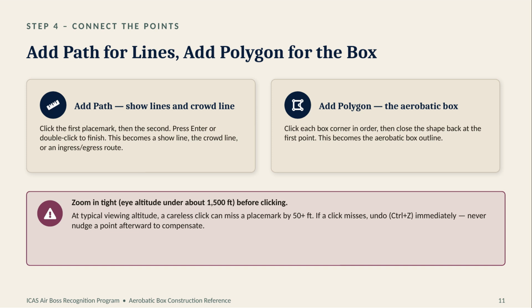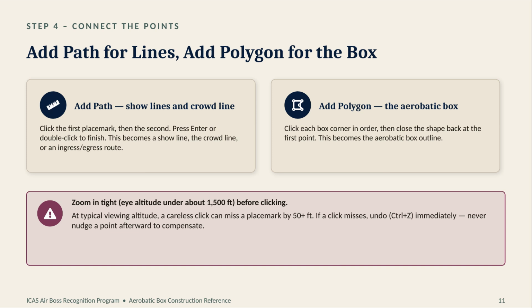Add Polygon builds the Aerobatic box itself. Click each box corner in order, working around the perimeter, then close the shape back at the first point you clicked. That closed polygon becomes your Aerobatic box outline. The screenshots on this slide show both tools in the Google Earth toolbar and an example of each in use.